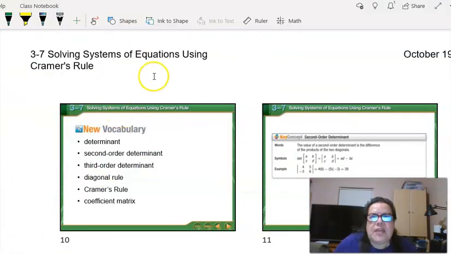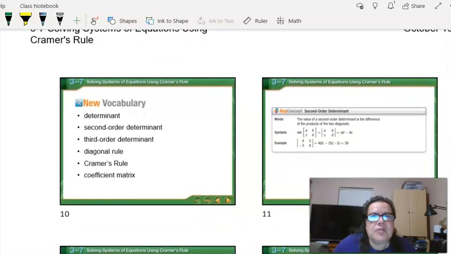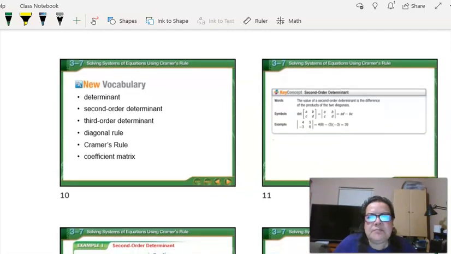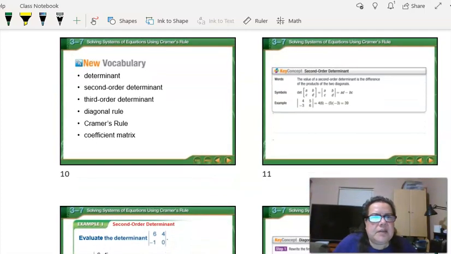So now if we look at your packet on section 3-7, solving system of equations using Cramer's rule, you're pretty much going to get the same notes that I gave you in my Cornell notes. So try to copy my notes first, and then just kind of review them, do a summary, write any questions you might have to the left-hand side, and then come and look at the packet.